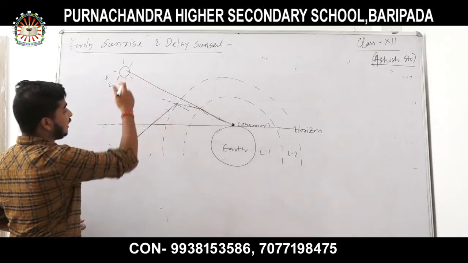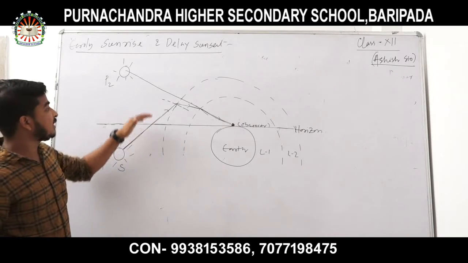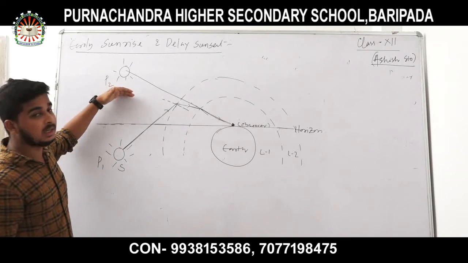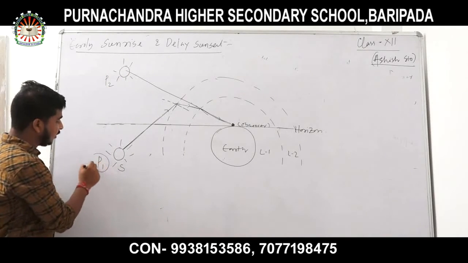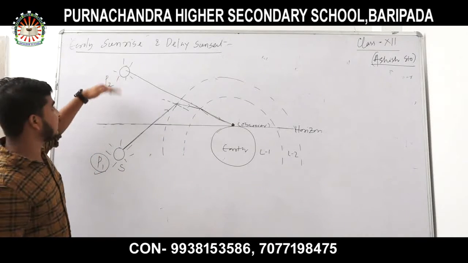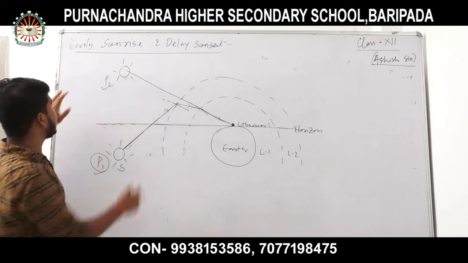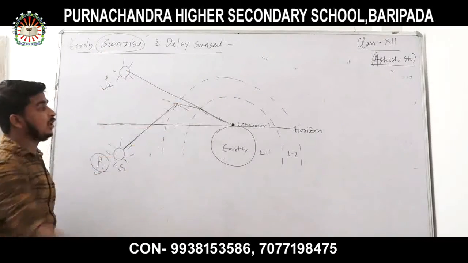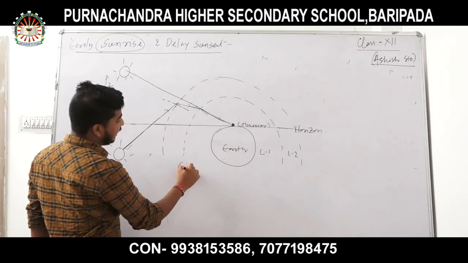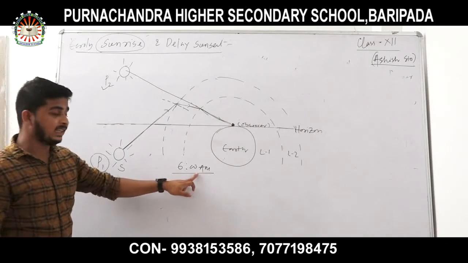So how is this? The sun is below the horizon, but we are able to see the sun. The original position of the sun is P1, but I am seeing the sun at P2. This is a shifting. This is an example of shifting. Like sunrise, the sunset also occurs. Suppose I have to see the sun at 6 am.